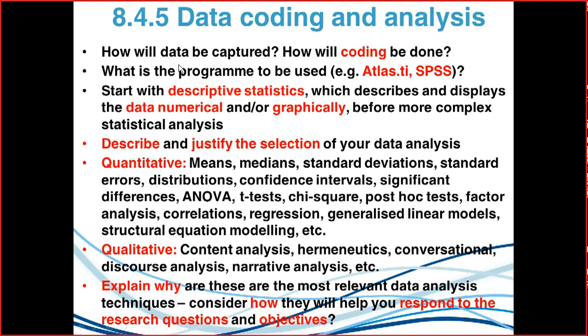So for quantitative research, you could use SPSS. For qualitative, Atlas.ti. You generally start with descriptive stats for quantitative research and graphs, and then you move to more advanced statistical methods: mean, standard deviations, ANOVA, t-test, chi-squared, structural equation modeling, etc., where statisticians can help you with this. Qualitative, content analysis, conversational discourse, narrative analysis, or other aspects. Explain why the techniques you've used and consider how they'll help you answer your questions and objectives.